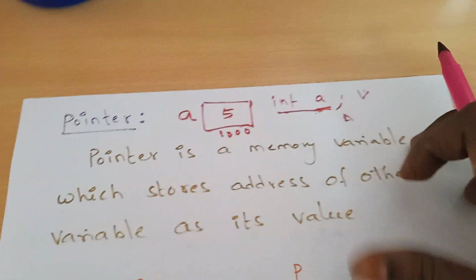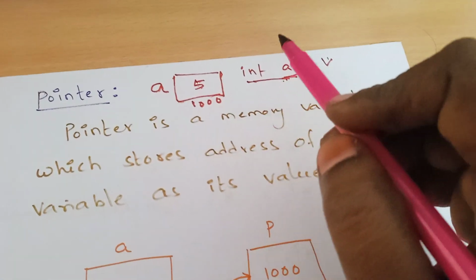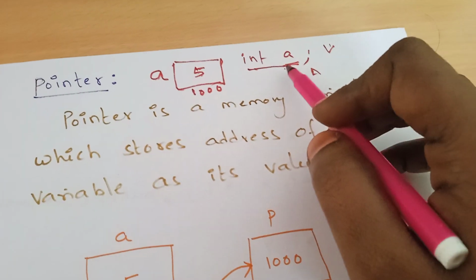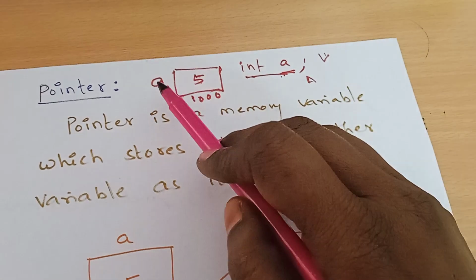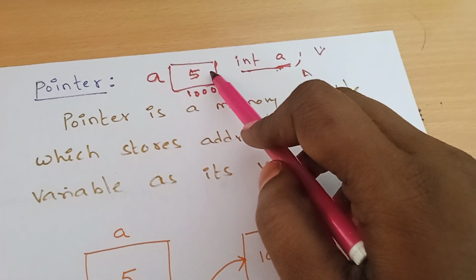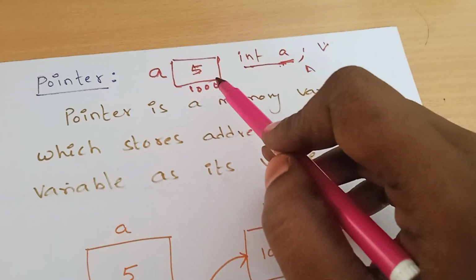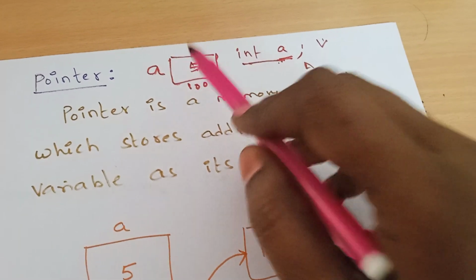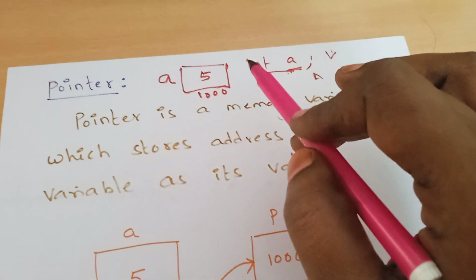Now look, this is what a simple variable is. So far we have seen many variables in our regular programming. a is the name of the variable, 5 is the value of the variable, and 1000 is the memory base address of the variable. So this is about a normal variable.